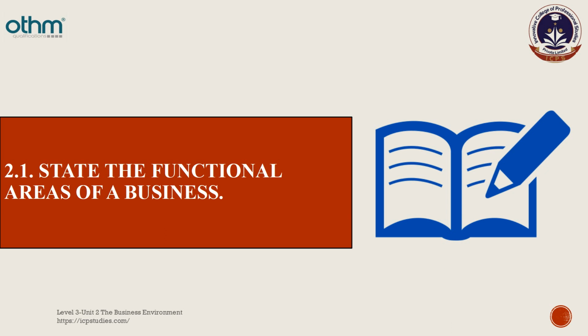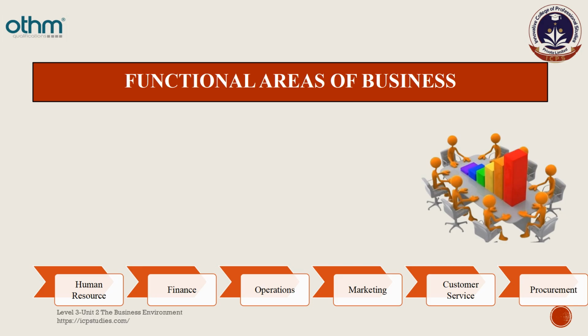The first assessment criteria to understand this learning outcome is to state the functional areas of the businesses. So first we have to understand how many total functional areas of businesses there are. You can also see in the picture there are total six explained functional areas of the business. So first we have to understand what the functional areas are. Functional areas are specialized departments that handle the different tasks of the businesses.